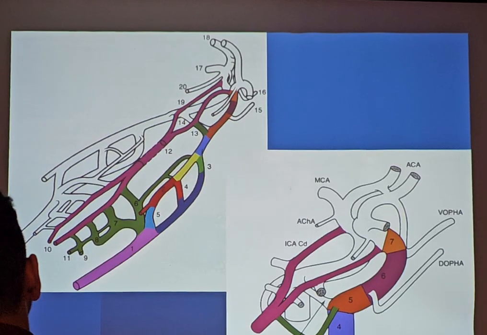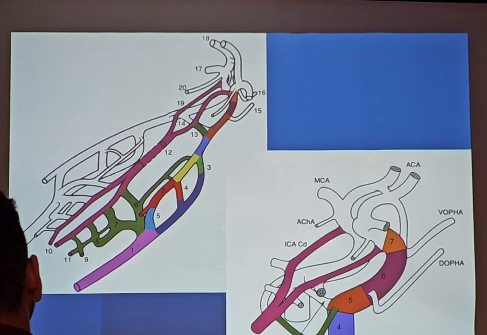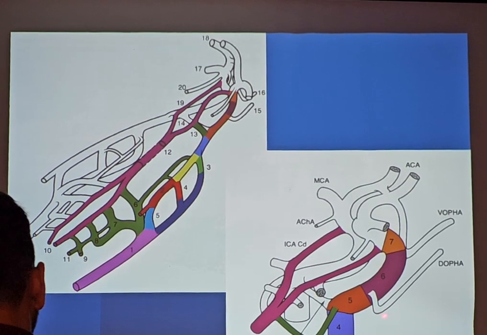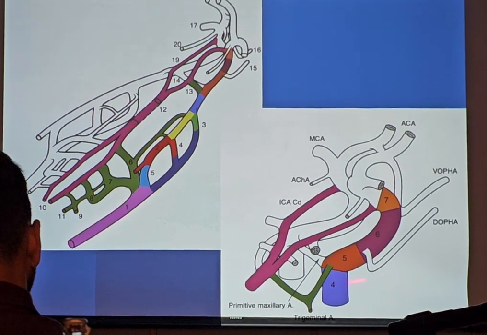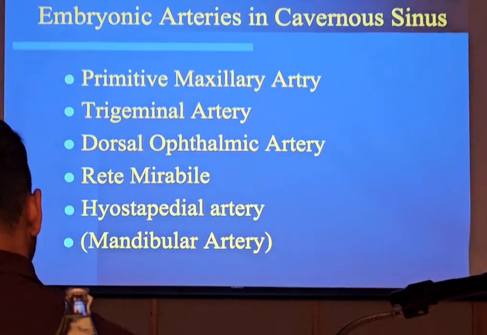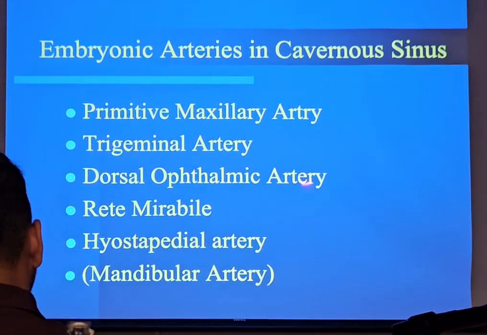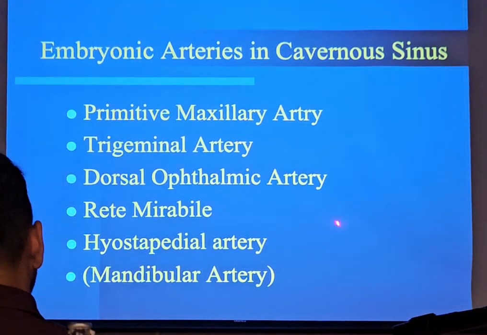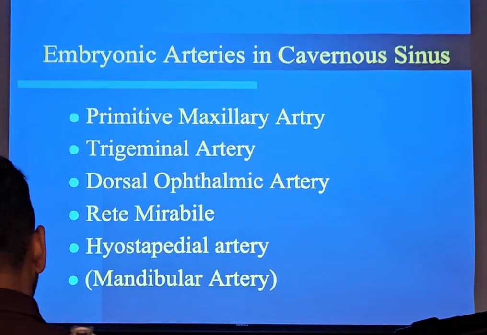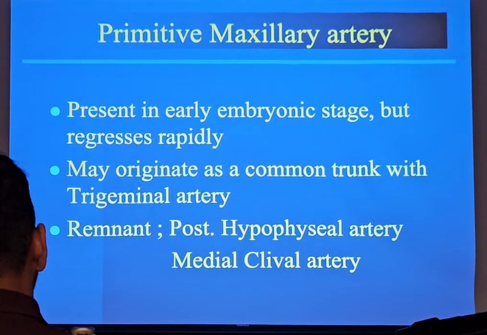We talk about embryonic vessels in the cavernous sinus, which many vessels need to go through. The embryonic vessels which go through the cavernous sinus are the primitive maxillary, trigeminal, dorsal ophthalmic branch, and hyostapedial system, which we demonstrated earlier. The mandibular branch is a little bit proximal to the cavernous sinus.